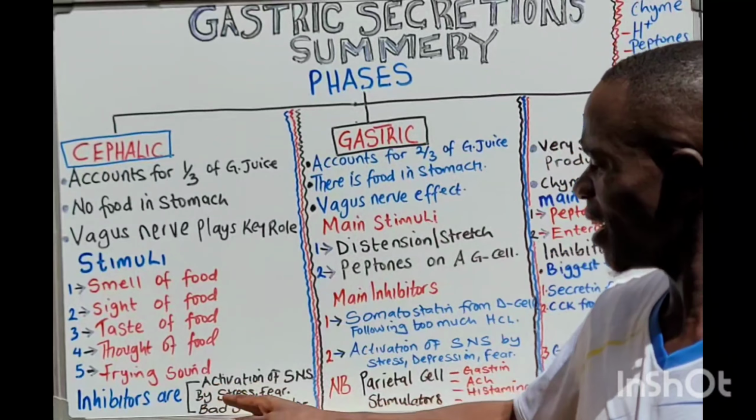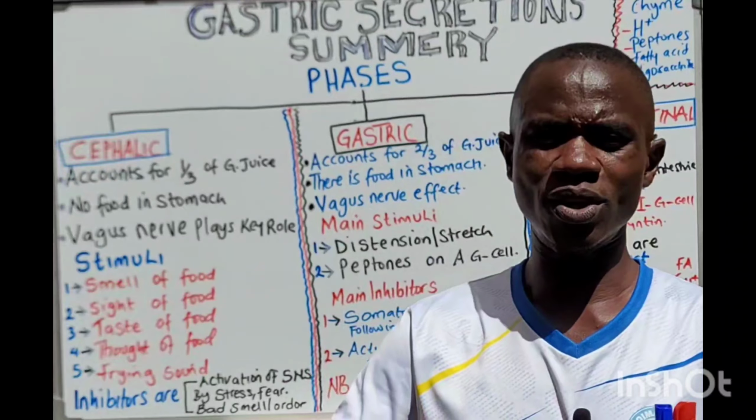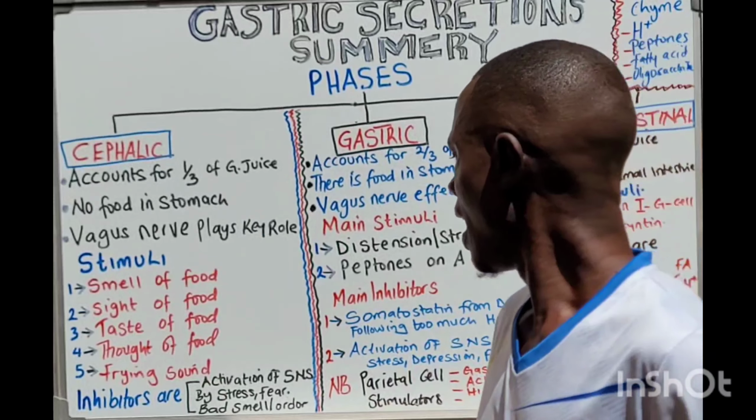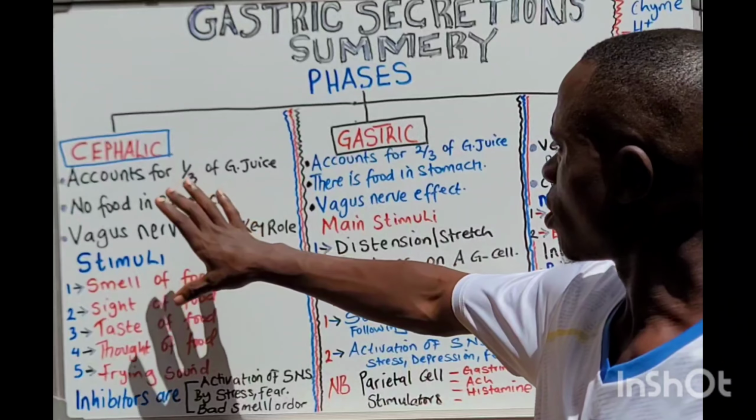Okay, and then another thing is the bad smell. That one is also enough to inhibit gastric secretions. Okay. That's a little summary of what we call the cephalic phase.